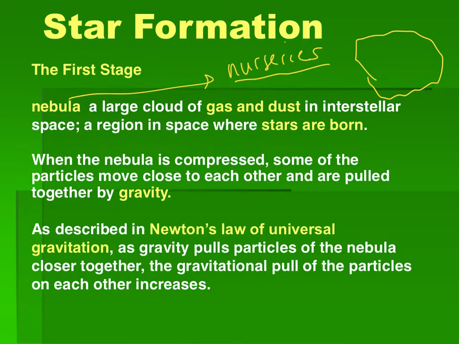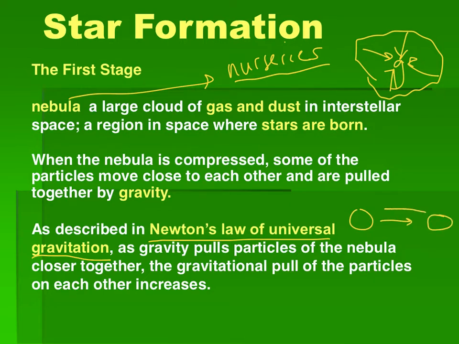So when the nebula compresses down into something smaller, the particles are pulled together by gravity, right? So gravity is that force pulling these particles together. They might be really tiny, but they're large enough where they have gravity, so they get pulled toward one another. We know from Newton's universal law of gravitation that gravity pulls particles of the nebula close together. This is true of any particle regardless of the mass, that it's always drawn to another particle and vice versa.